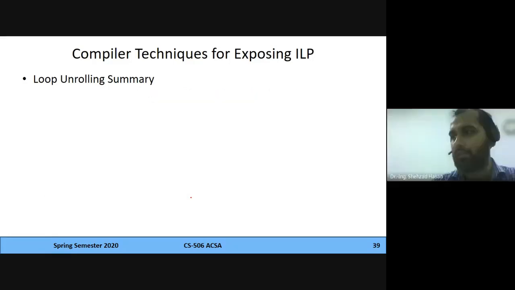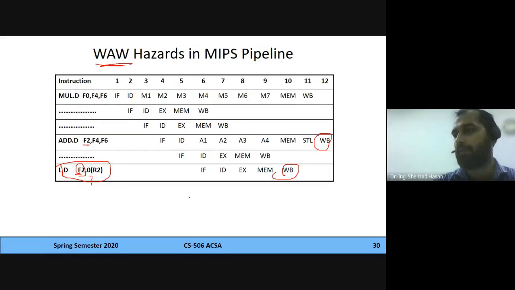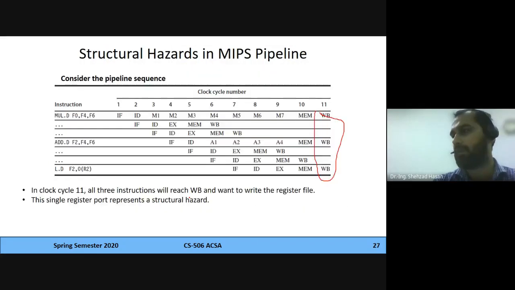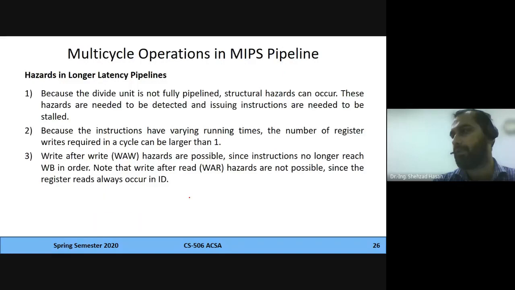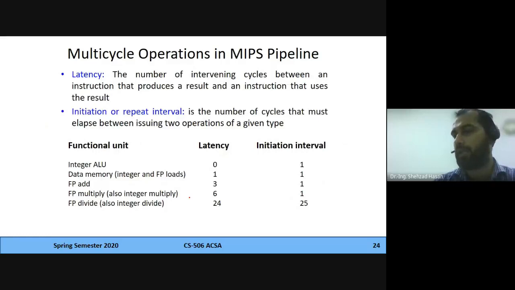No, no. That was on slide number... Yeah, here. The latency is when you are producing a result and the second one is using that. And if they are independent, then obviously they don't have to wait for each other. Because they are independent, they can start from the very next cycle.